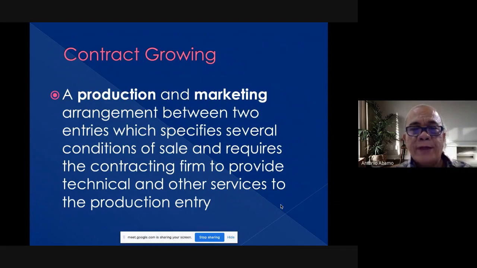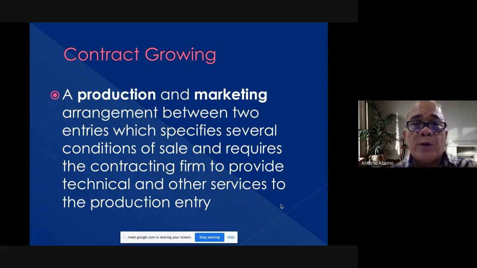Now, the contracting entity, we call them the integrator, and you also have the farmer, or the grower, or the contract grower. The integrator is the one that buys all your stocks and provides all the inputs. The grower binds together with the integrator to form a contract growing arrangement.